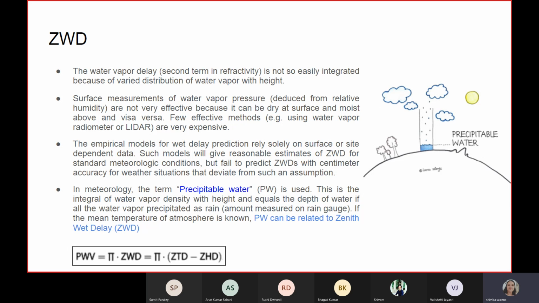So you understand these terms. From delay, we are arriving at zenith delay. From zenith delay, we are arriving at zenith wet delay. From zenith wet delay, we are arriving at precipitable water vapor. If we include the information of the mean temperature of the atmosphere contained in this factor pi, as you can see in the equation written below, and multiply this factor to ZWD, we will arrive at PWV, precipitable water vapor.